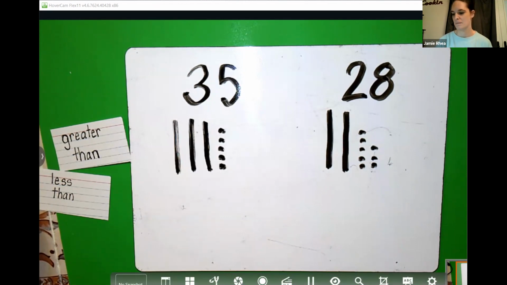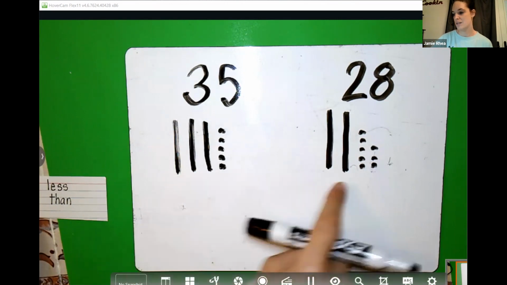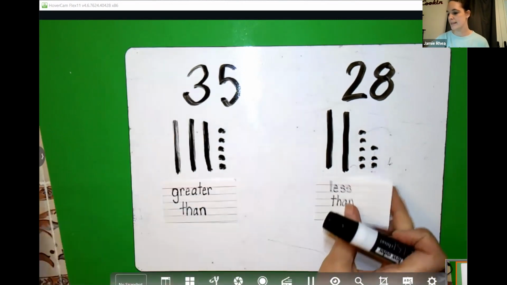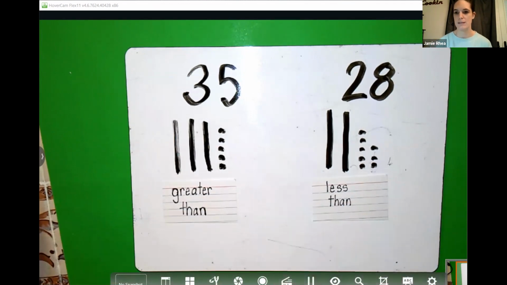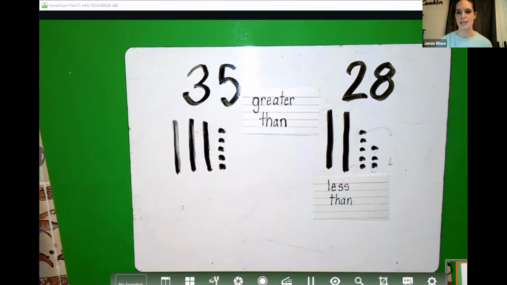Match the correct comparison card that shows how one amount compares to the other. Well, there's more 10s here than here, so I'm going to put greater than under my 35. I'm going to match them, and I want you to check your work. Less than under 28. Yay! That's right. Let's slide the correct card in the middle. So 35 is greater than 28.